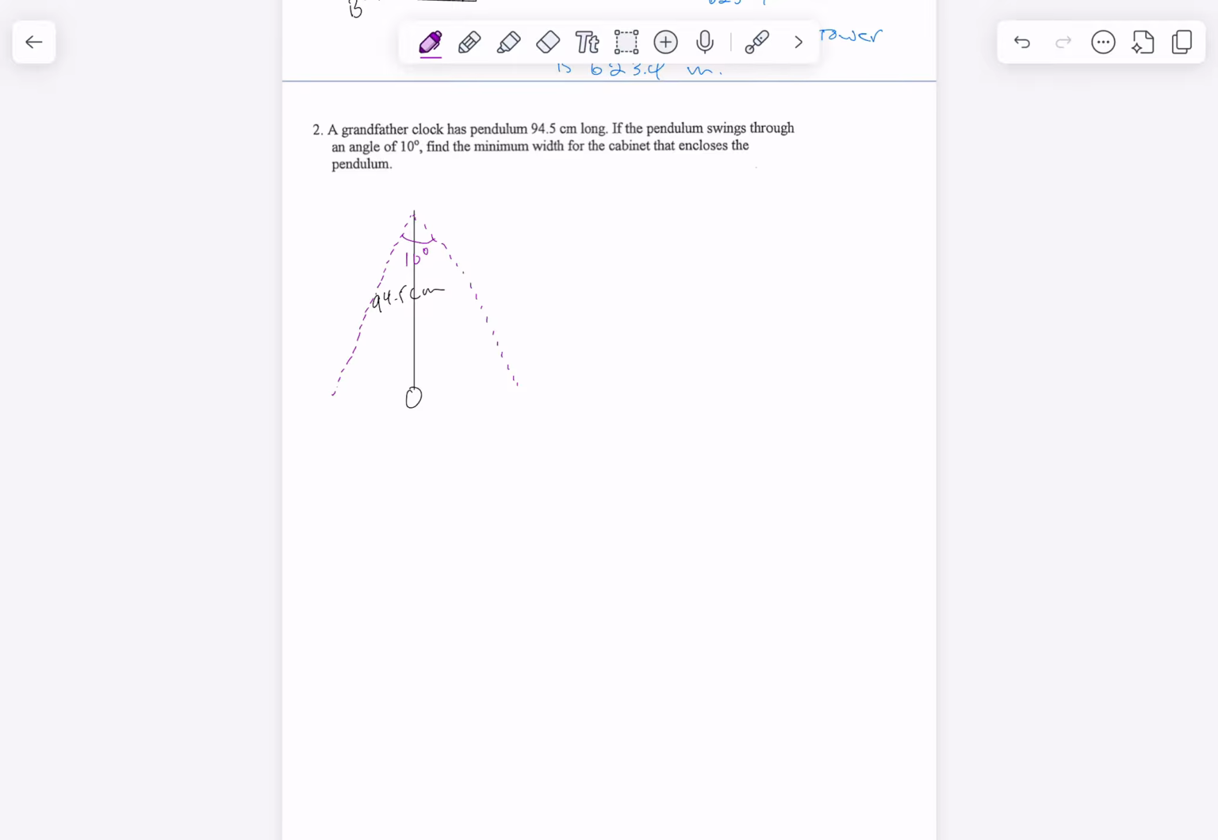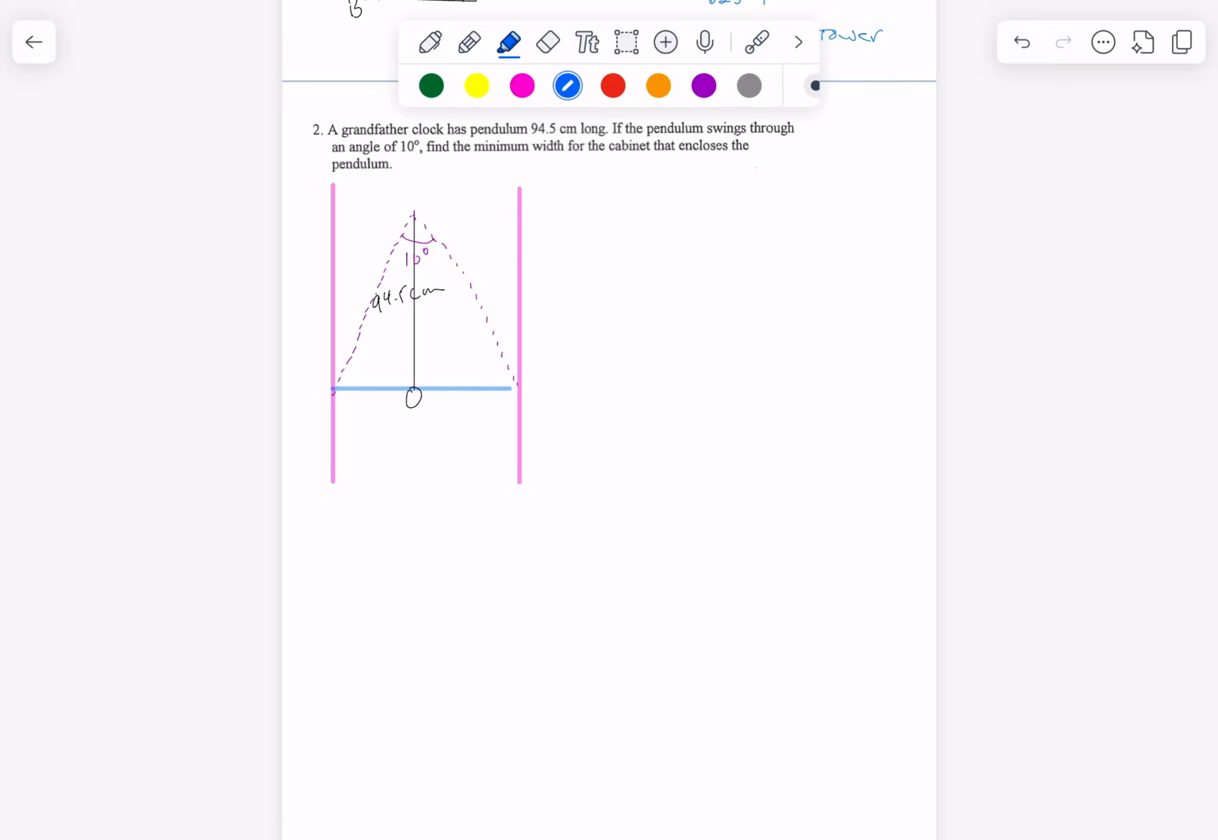And so we could do this one of 2 ways, but ultimately what they want to know is how wide does the casing need to be in order to contain this motion. So you're basically looking for this from side to side, the blue piece.